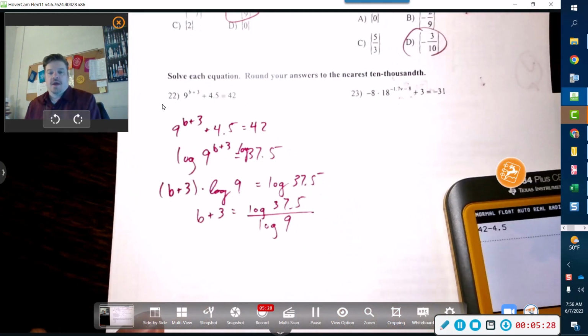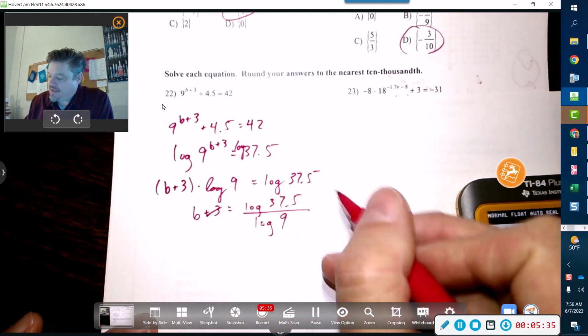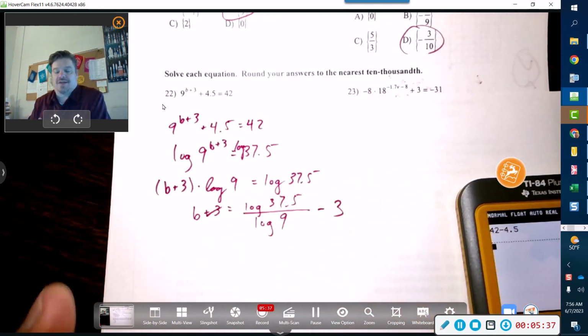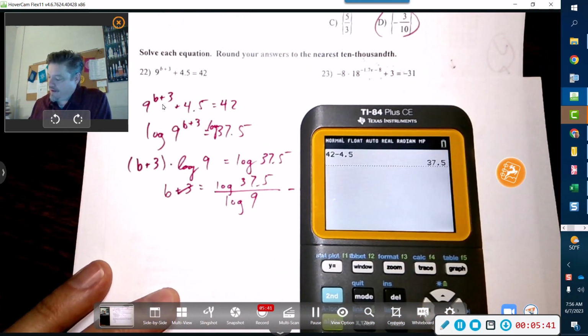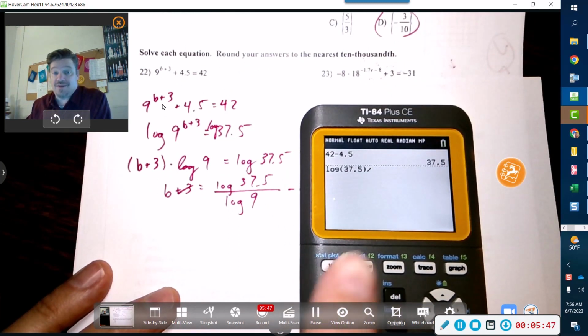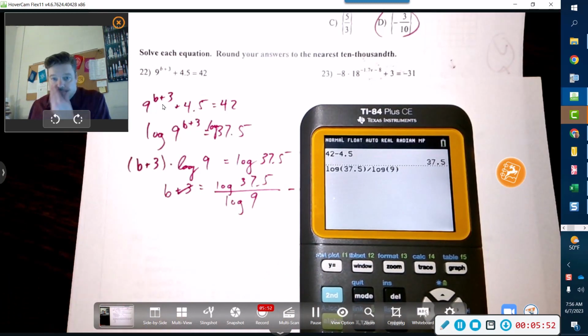Now these are decimals here, and you just keep them, and then to get b by itself, we know that we would subtract 3. So we can just put this into our calculator and get our final result right now. So log 37.5 divided by log 9. Notice that I am putting them in parentheses to close them up.